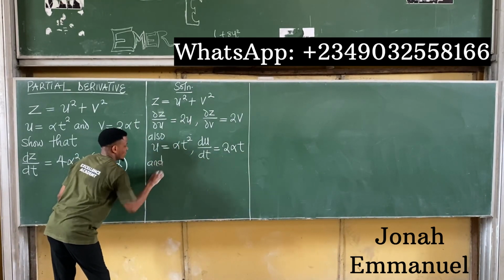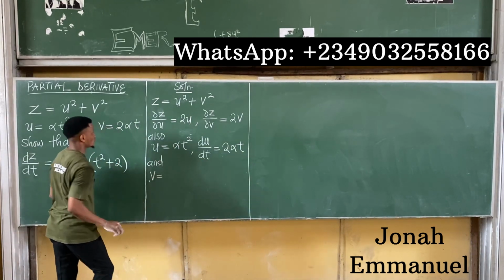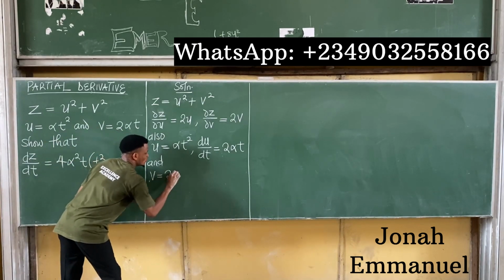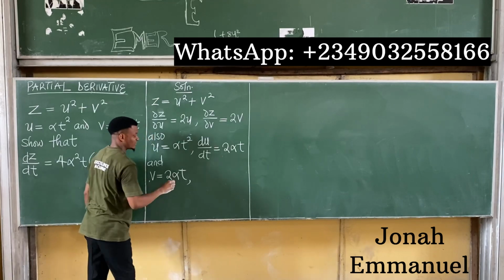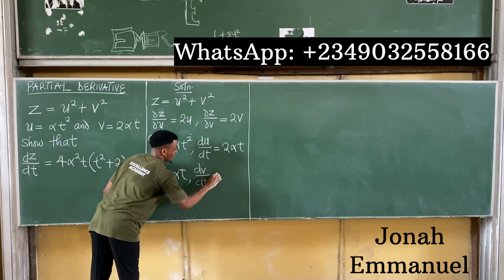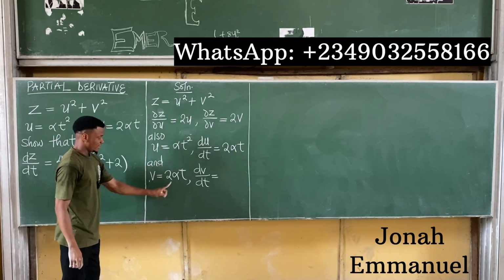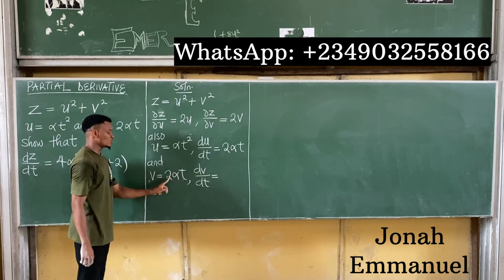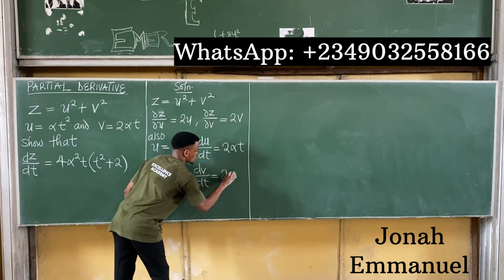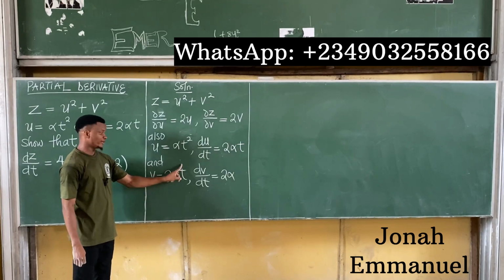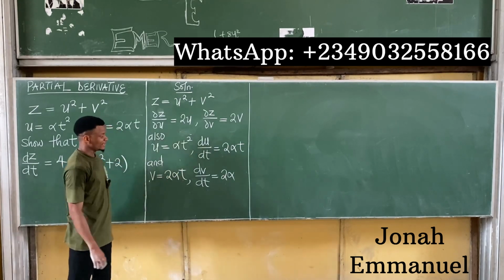And v is equal to, v is 2 alpha t. So 2 alpha t. Let's get total differential. dv all over dt is equal to, here, if I differentiate t, it gives you 1. 1 times 2 alpha gives you 2 alpha. All right, so the concept is simple. Differentiate t, you have 1. 1 times 2 alpha is 2 alpha.